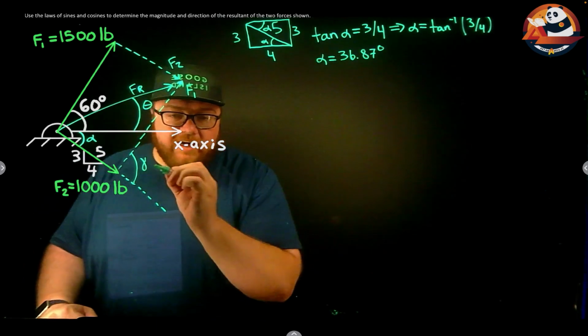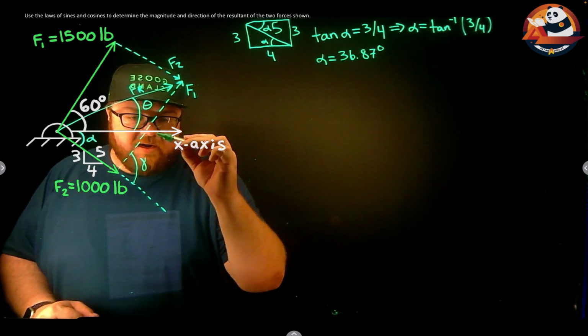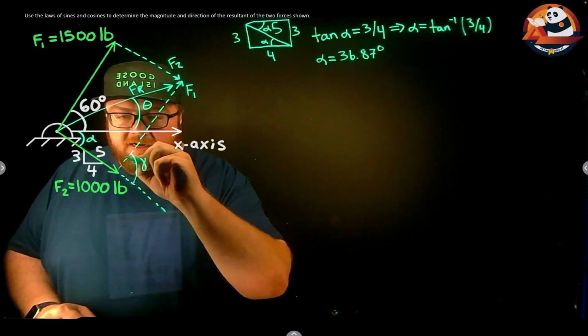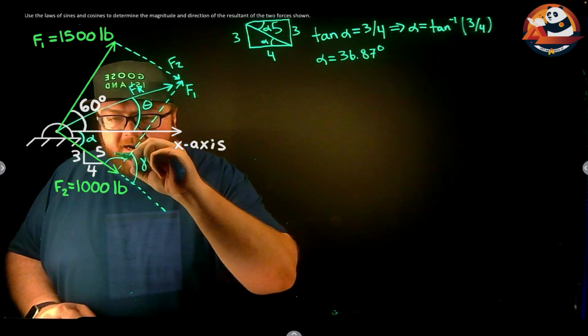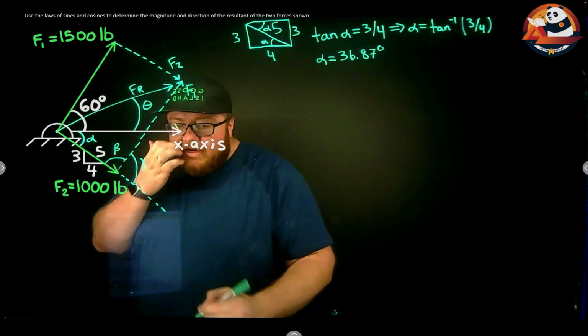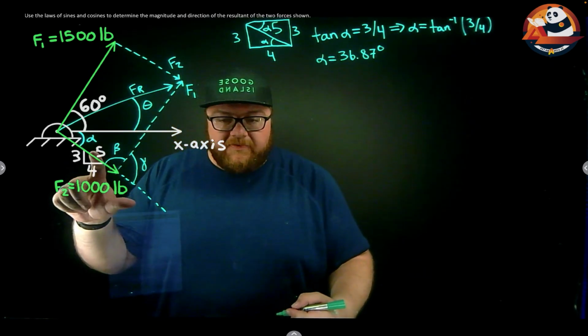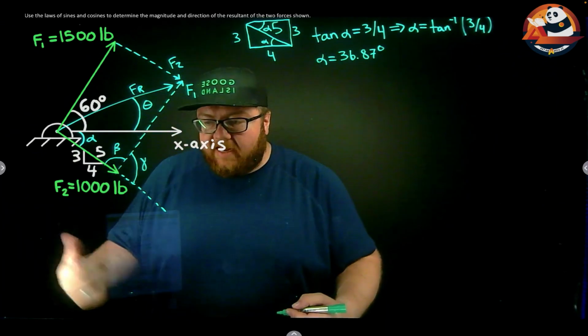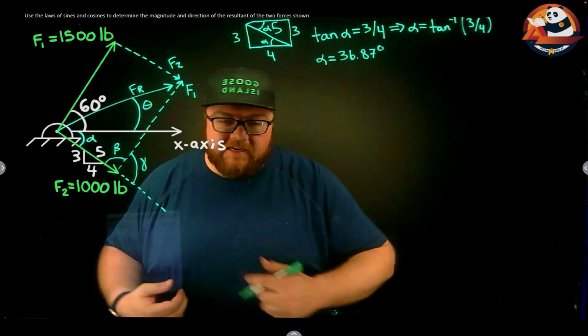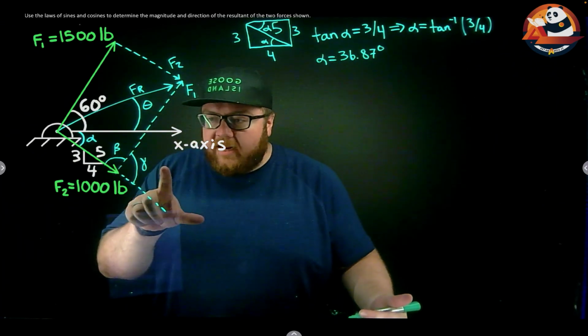The other side from F2, or from F1 backwards to my 1,000, we'll call that beta. And I can get gamma easier than beta in here. But if I get gamma, I can find beta. That's my angle opposite FR. It'll get me what I need to use the law of cosines. So how can I get to gamma?